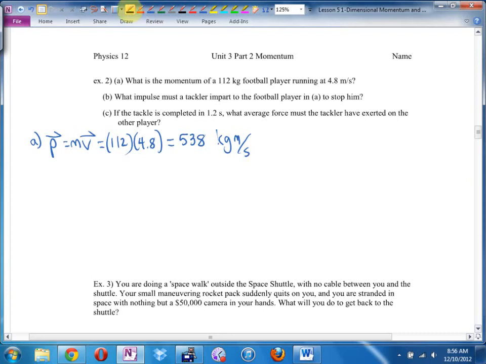B. So, if I'm tackling him head on, what impulse must I impart to stop him? What change in momentum must I impart to stop him? Because impulse is another word for change in momentum.